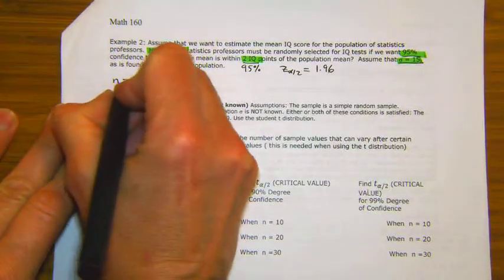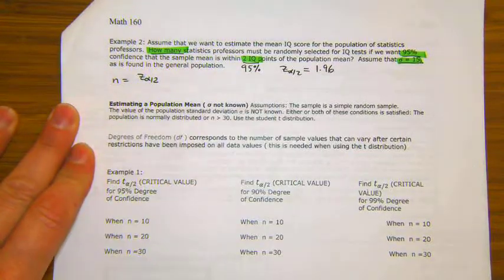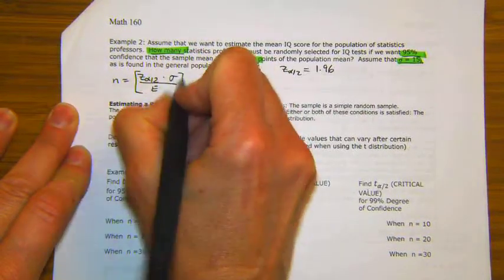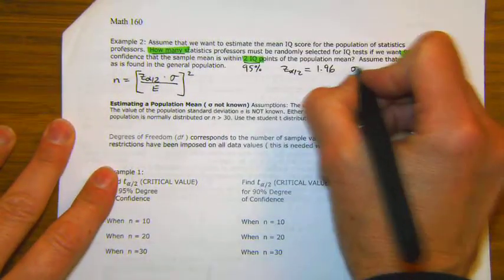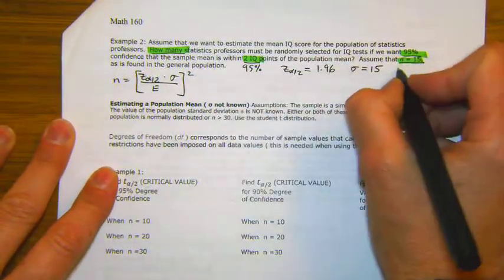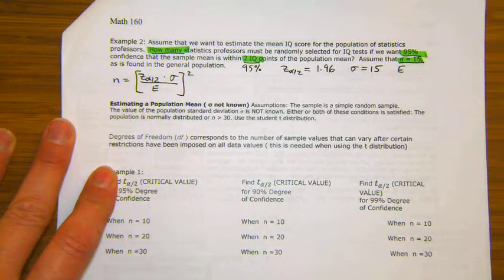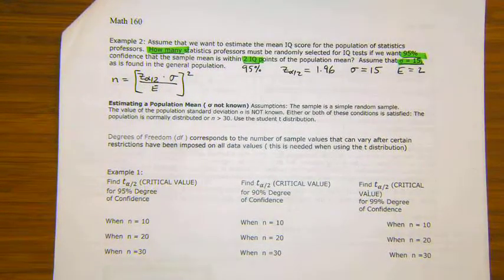Okay, so n we said is equal to z alpha half times sigma divided by the margin of error, and all that squared. So we know what z alpha half is. We know what sigma is because it's given. But what is the margin of error? What's the only other number we have over here? 2.